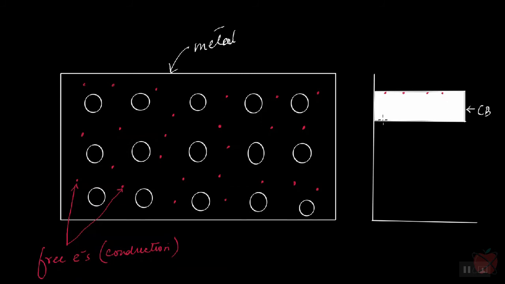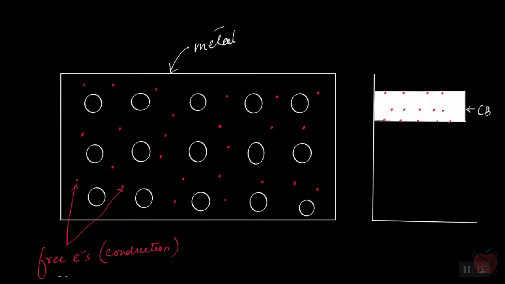The ones that have smaller energy will occupy the lower levels like this, and then you have the mid levels like that. Got it? So this is called what? The conduction band. Why is it called a conduction band? Because it is the range of energies possessed by the conduction electrons. Got it? What are conduction electrons?